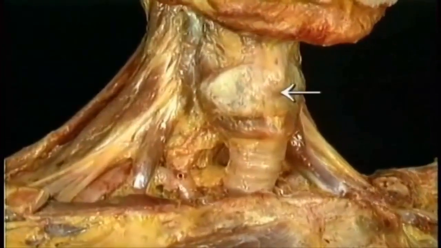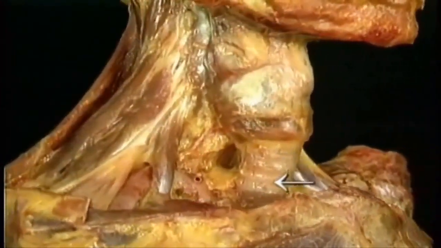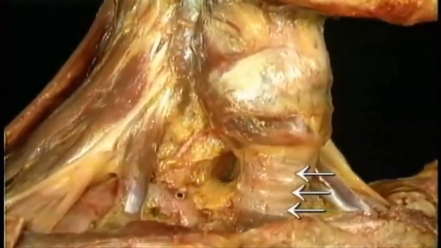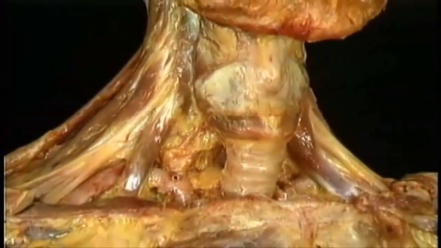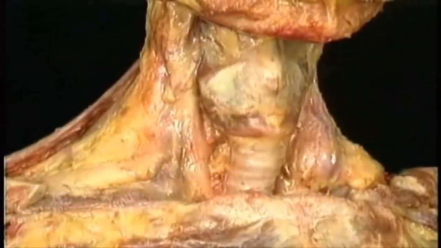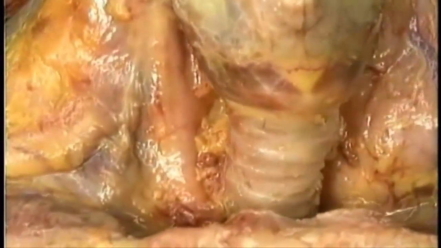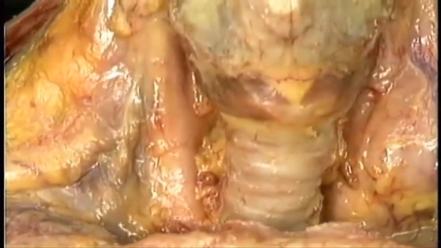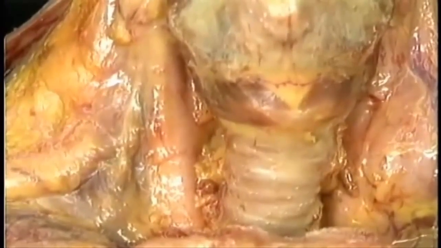Here again are the thyroid cartilage, the cricoid cartilage, and the trachea. These are the rings of cartilage which reinforce the wall of the trachea. We'll add the carotid sheaths to the picture. Here, just on each side of the trachea, are 2 of the 4 parathyroid glands. They're recognizable by their brownish color. The other 2 parathyroid glands are further down.